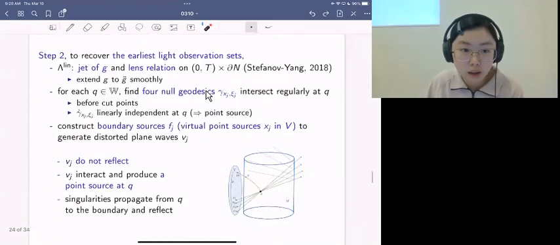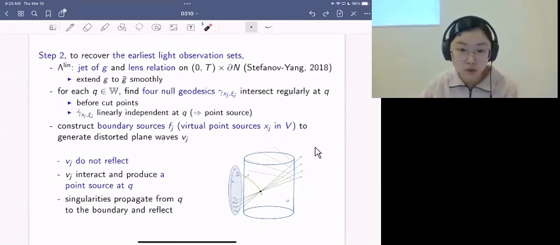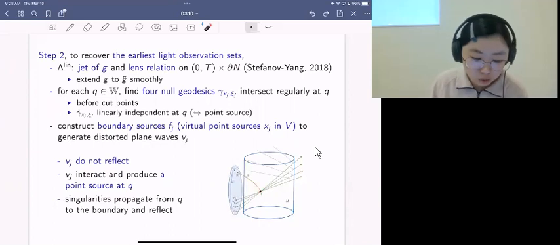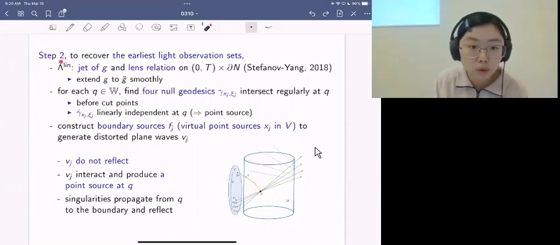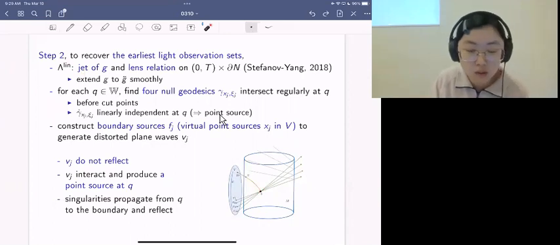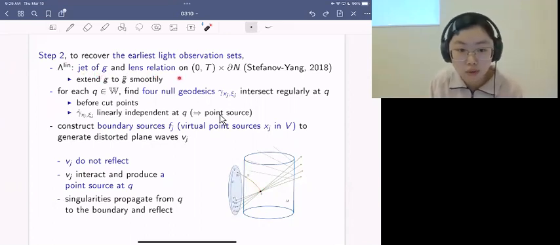So let me explain step two in detail. To recover the earliest light observation set, we want to create a point source at any point q in the set W as before. But here we need to use some information on the boundary. First, one can show the linearized ND map, which is also the ND map of the linear wave equation, determines the jet of g and the length relation on the boundary. Here the jet of g means the derivatives of g of any order on the boundary.